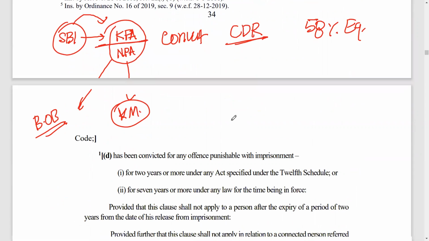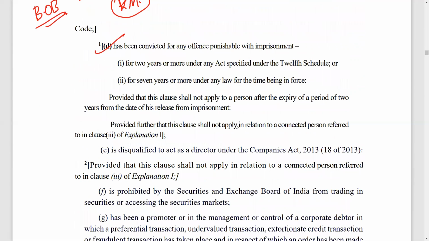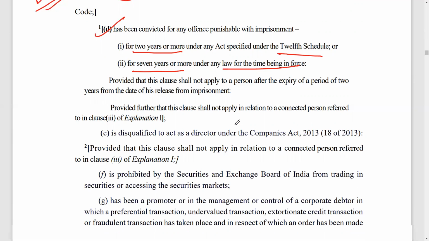Here the State Bank of India has become the promoter of this company only due to the conversion of debt into equity. Then, if a person has been convicted for any offense along with imprisonment for 2 years or more for the acts specified in the 12th schedule, you don't need to know which acts are there in the 12th schedule, but you need to know this: 2 years or more for the 12th schedule and 7 years or more for any other law. In that case, the person cannot be a resolution applicant.